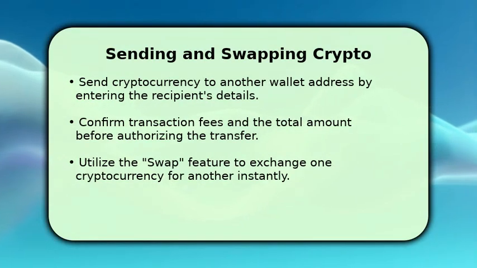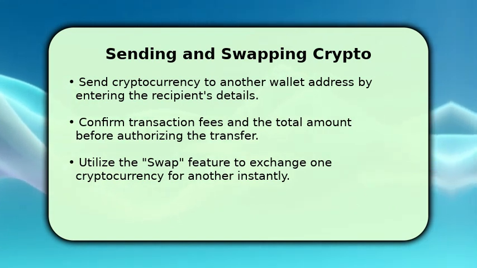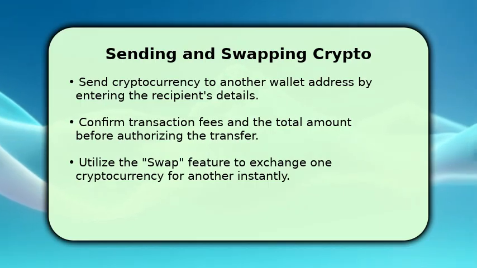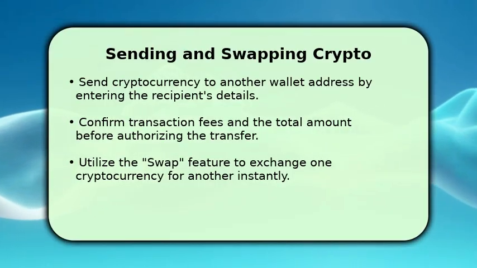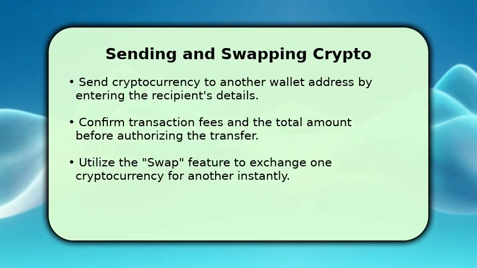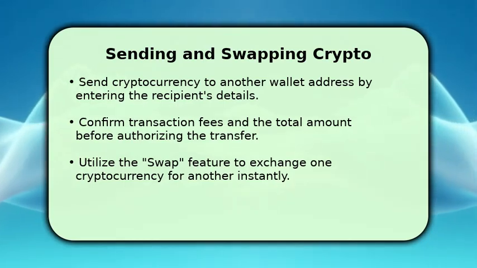Sending and swapping crypto is simple. To send, tap Send, enter the recipient's wallet address and specify the amount. Always double-check the address to avoid errors. You will see the network fees before confirming the transaction. For exchanging assets, use the Swap function. Select the cryptocurrencies you wish to trade, review the exchange rate, and complete the swap in moments. This allows for flexible management of your digital portfolio.